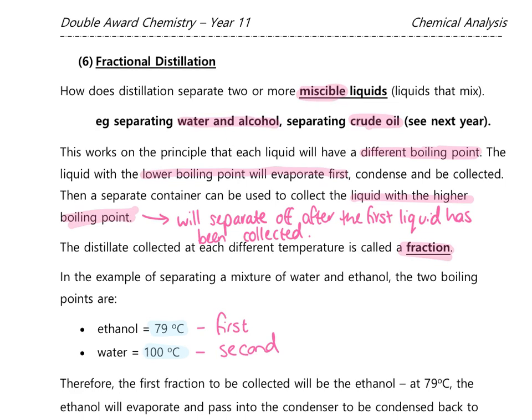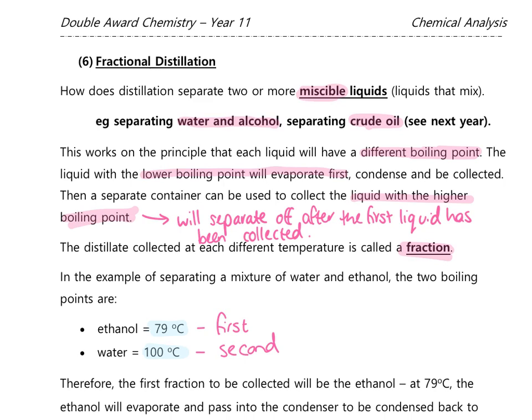So it is always the liquid with the lower boiling point that will separate off first. And if you're using this to separate 3 or 4 or 5 different miscible liquids, then it will go in order of boiling point as the temperature rises. So fractional distillation only works if you have liquids that have very different boiling points. If the boiling points are too close, say for example ethanol had a boiling point of 99 degrees C, we probably couldn't use this because the boiling points are too close. So it works on the principle that they have different boiling points.